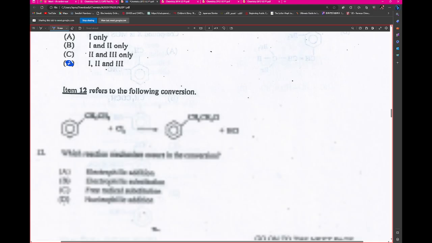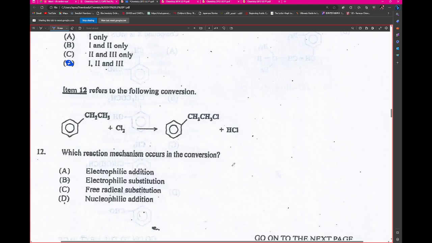Number 12. Not me saying step 12. So give it a moment. I'm not sure why this always happens. It always takes a while. Which reaction mechanism occurs in the conversion here? Do you think it's free radical substitution?